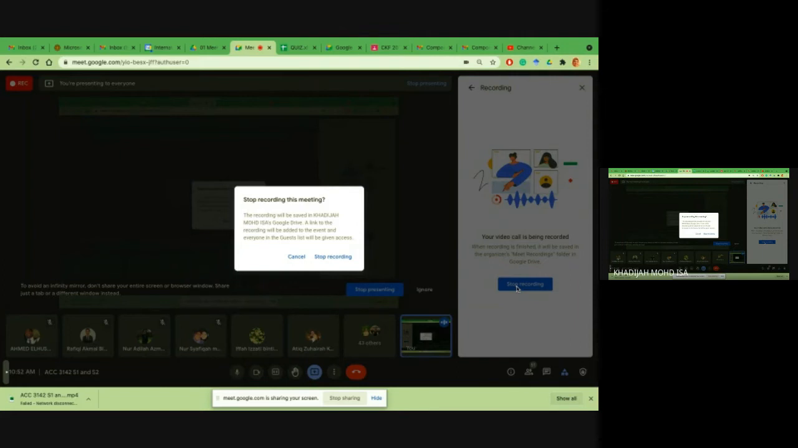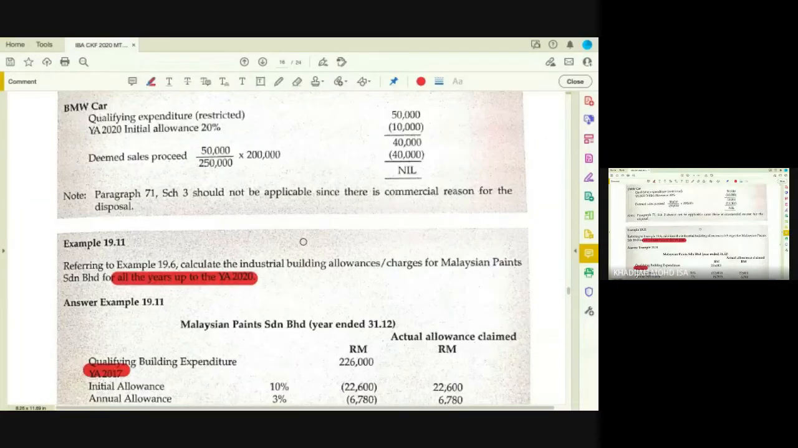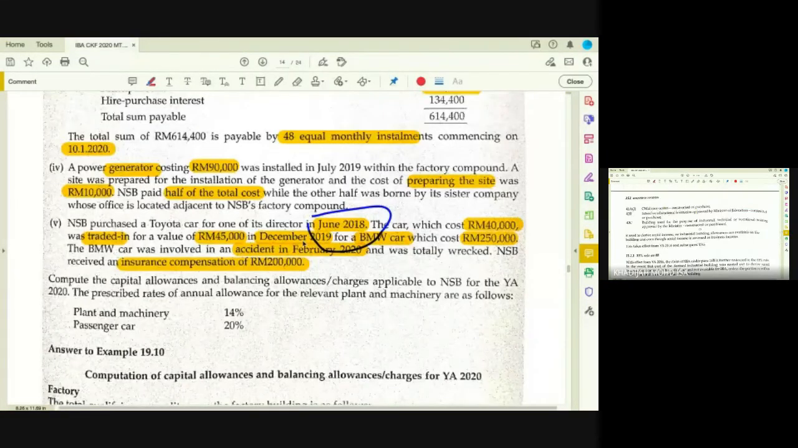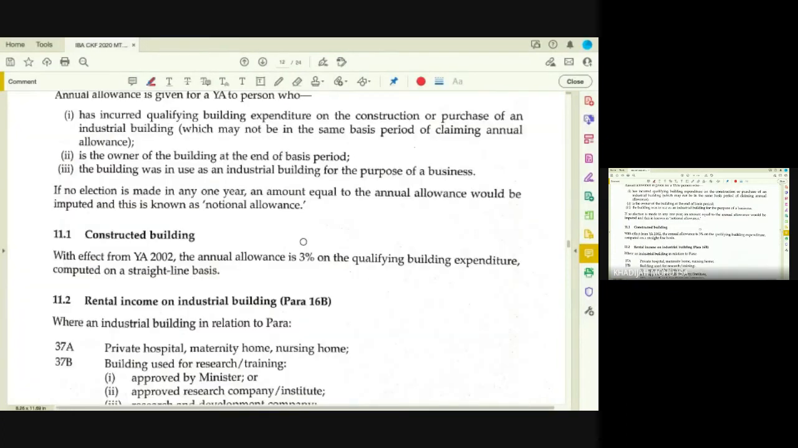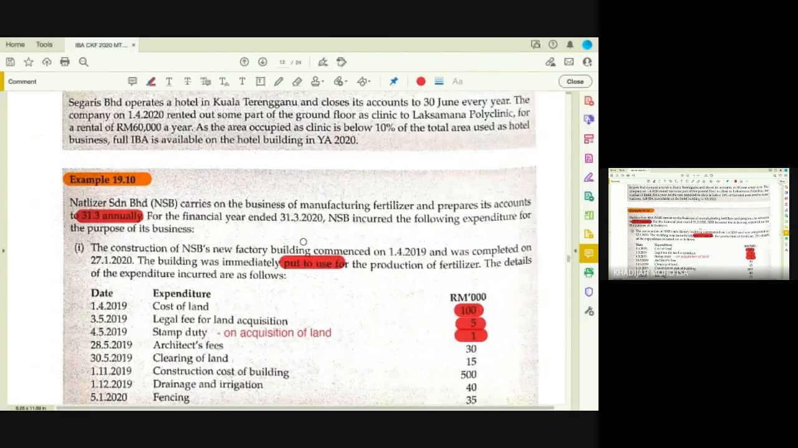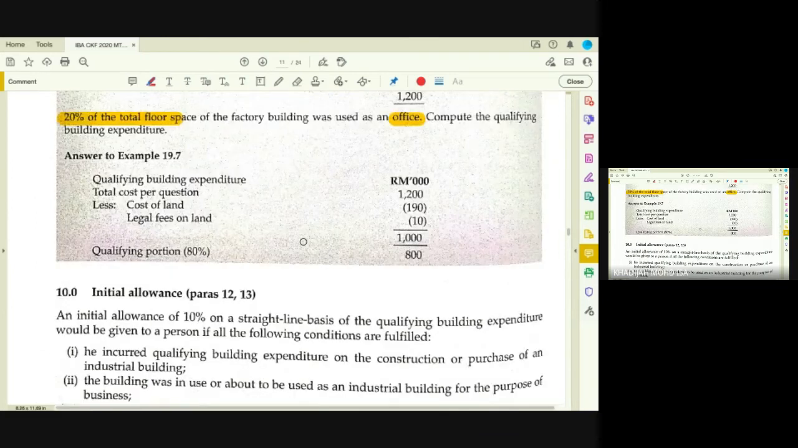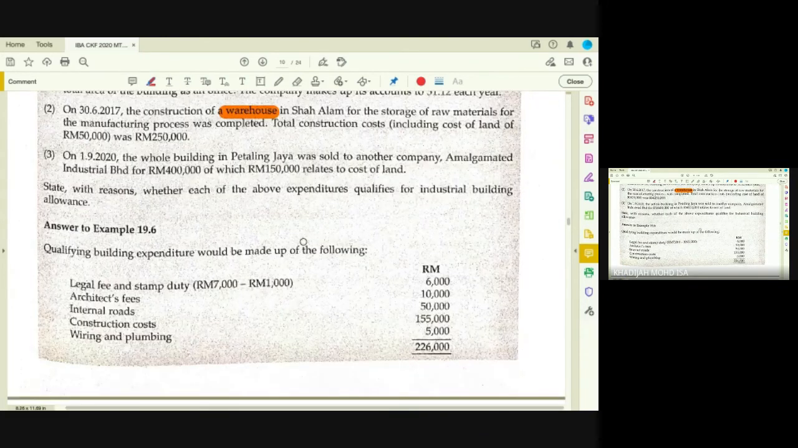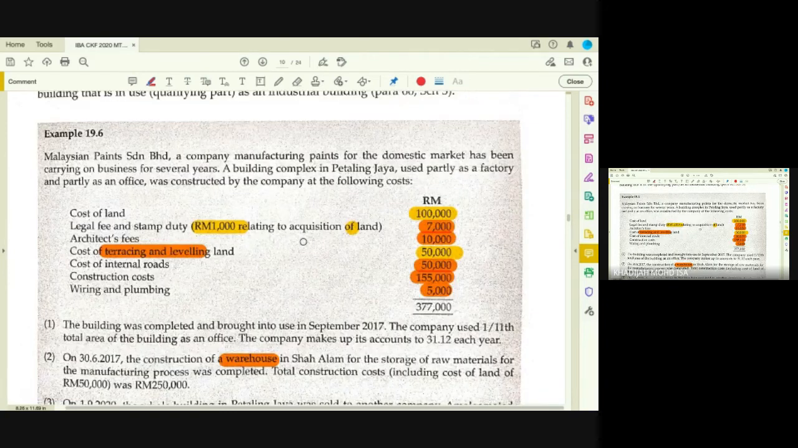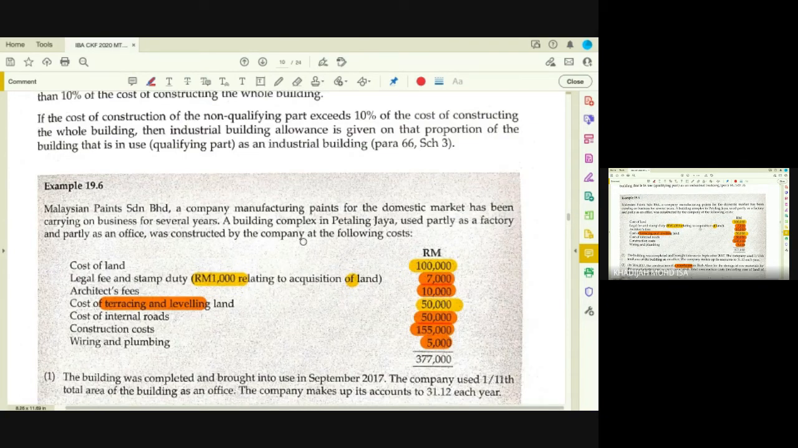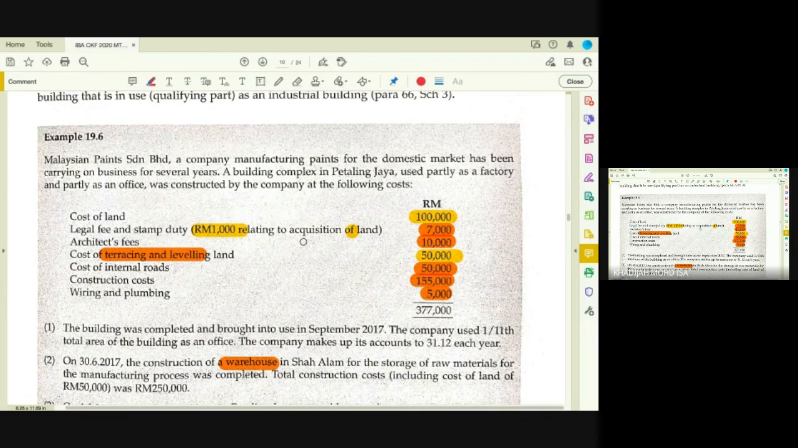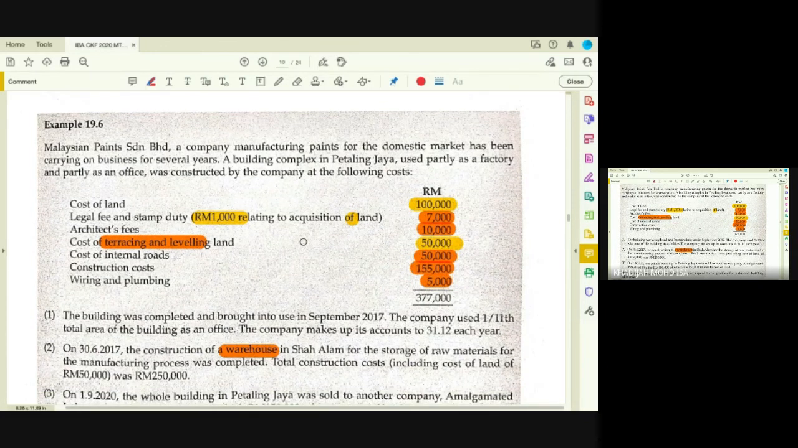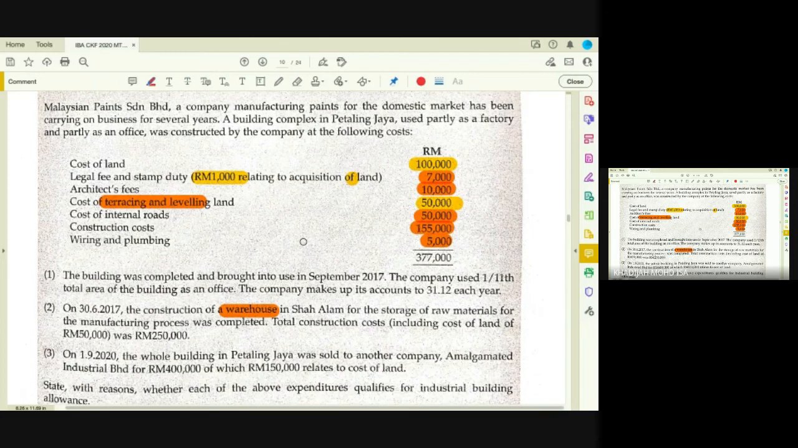Okay. All right. Let's look at example 19.6. Where is 19.6? I don't see 19.6. Okay, it's here. 19.6. All right. Malaysian Paints Sdn Bhd, a company manufacturing paints for the domestic market, carrying on business for several years. A building complex in PJ, used partly as a factory and partly as an office, was constructed by the company at the following cost.